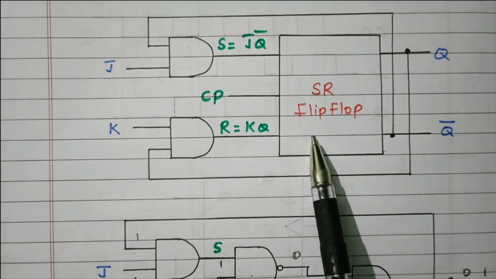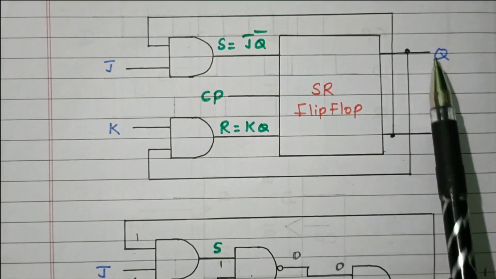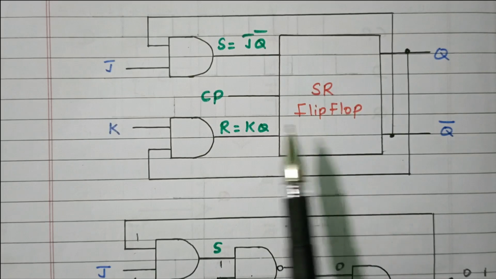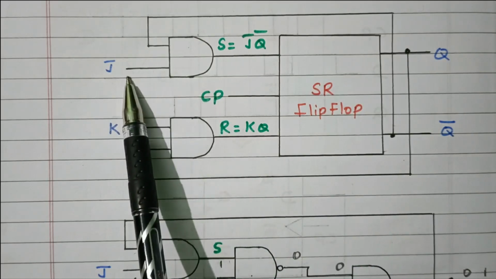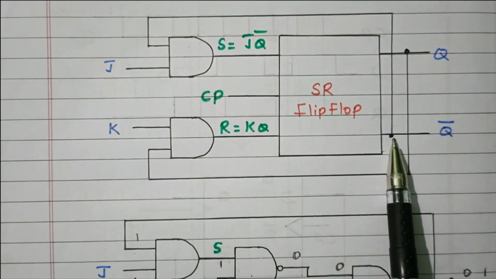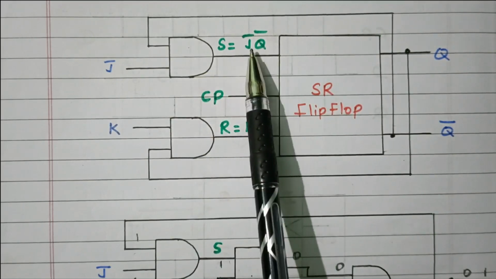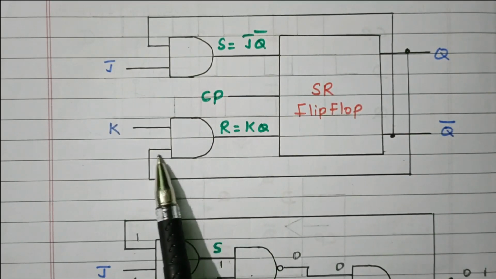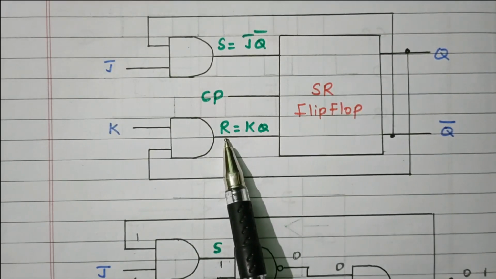So this is an SR flip-flop. The S input, R input and clock pulse. The output Q and complement of the output Q. This SR flip-flop is converted into JK flip-flop by having two AND gates. In the first AND gate, one input is J, another input is Q bar. J and Q bar is connected. The output of this AND gate is the S input, J into Q bar. One more AND gate, the input is K, another input is Q, right? K into Q is the R input, right?